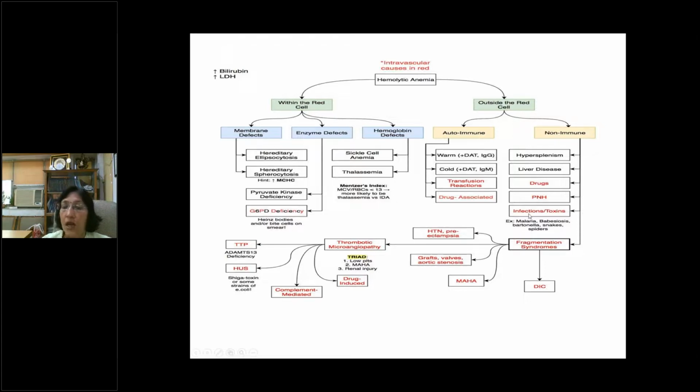Infection and toxins. In our clinical practice, malaria and Clostridium are very common. Among the toxins, snake bite: sometimes after a snake bite, you will see a lot of hemolysis. So toxins you cannot forget.